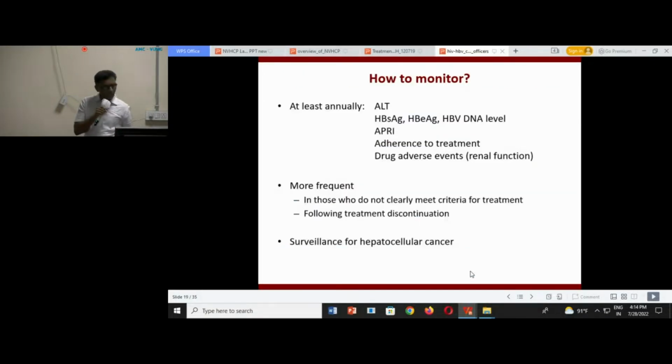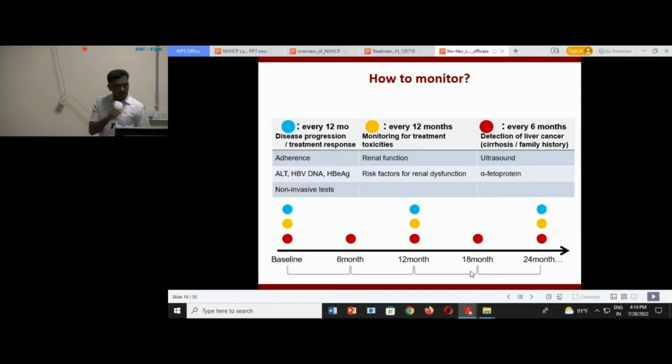So once we start the treatment with drugs, we have to take care of the patient as well as the effect of the drugs, and at the same time we have to monitor whether there is a chance of HCC or not. So that's why even after we start the drugs, we have to monitor these things. At the baseline, we have to do all those tests: ALT, HBV DNA, and all the non-invasive tests. At 12 months, again all the tests. But ultrasound is common for all of these.